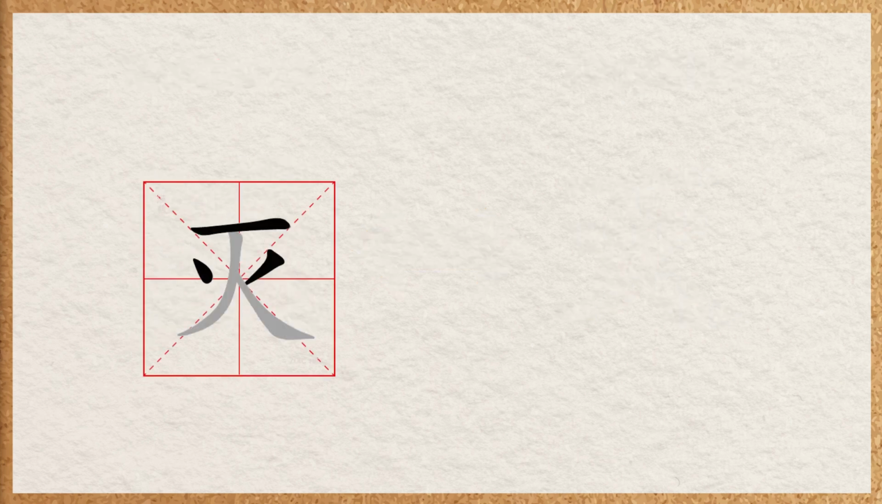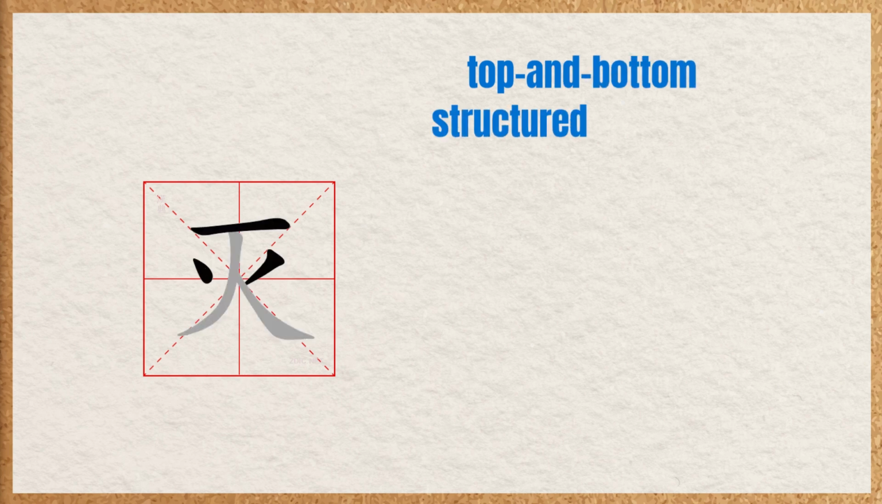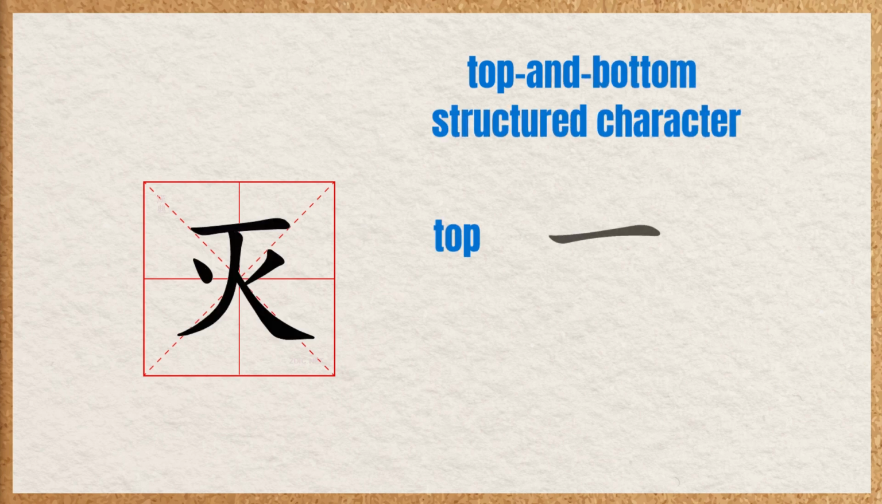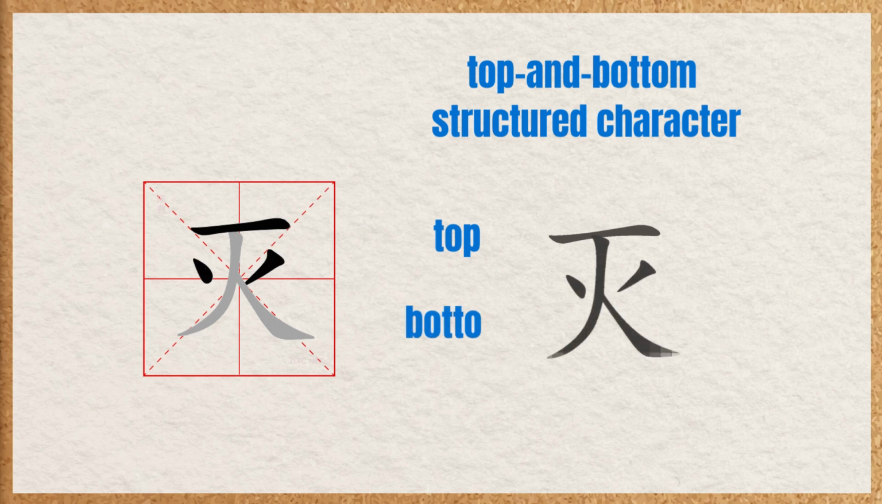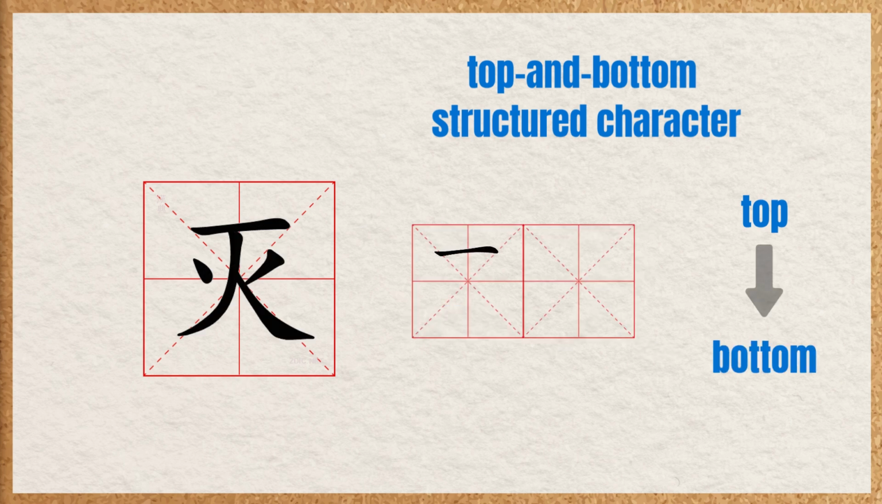Now let's learn how to write this character. It's a top and bottom structure. The top is a long horizontal stroke, and below it is the character Huo. We write it from top to bottom. First, write the horizontal stroke in the upper part of the writing grid, and then write the character Huo below it. Simple, right? You've got it.